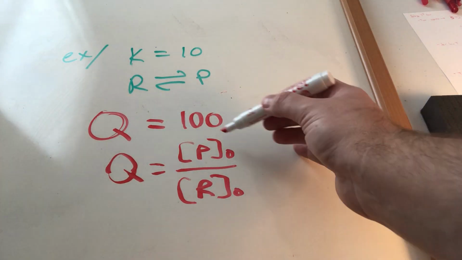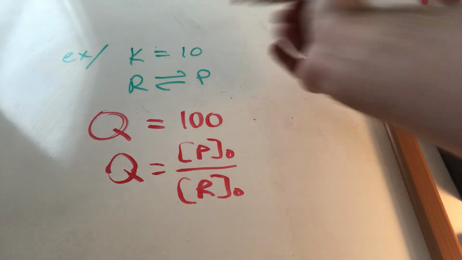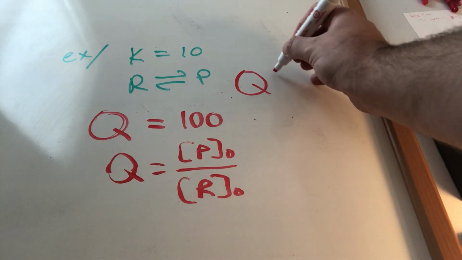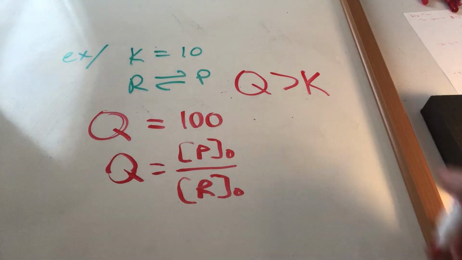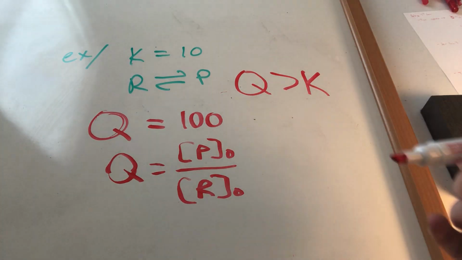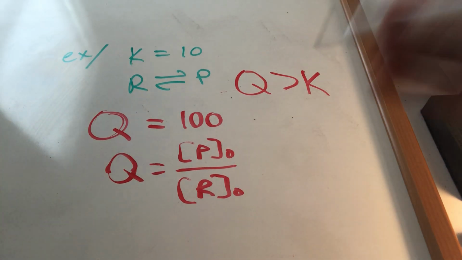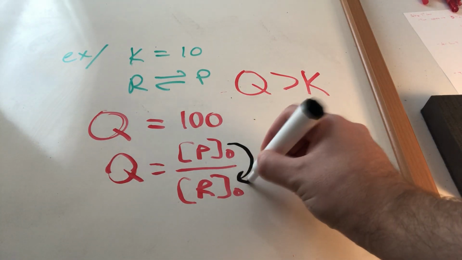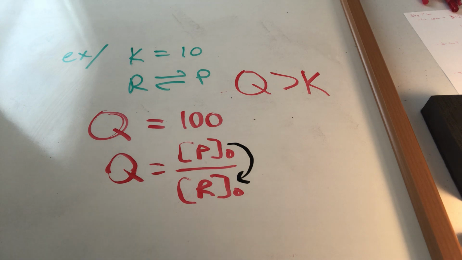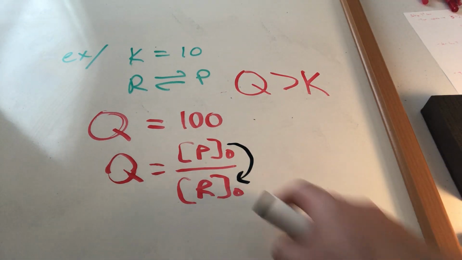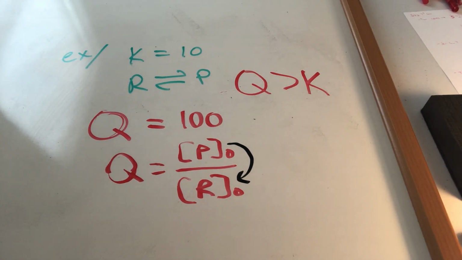So wait a second, if I look here, here's the numerator, it's 100. I need to get to 10. I have too much product. So when Q is greater than K, I have too much numerator, right? There's too much product. So what's the reaction going to do to hit this target to get to equilibrium? The reaction is going to put more product into the reactant side. It is going to proceed taking product away and making reactant.